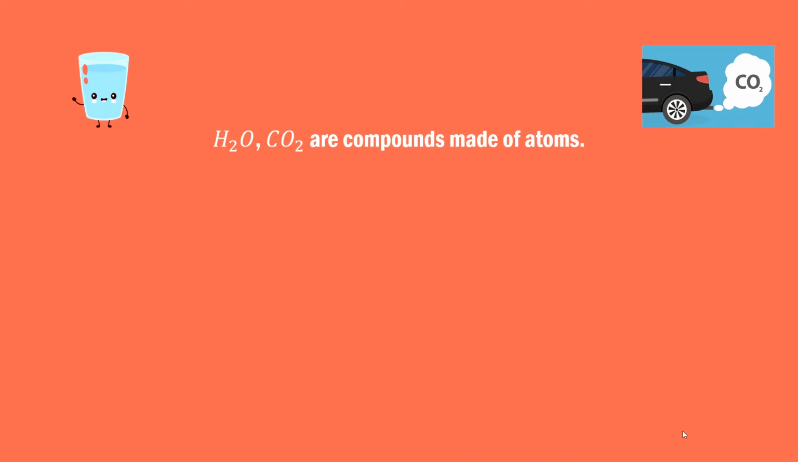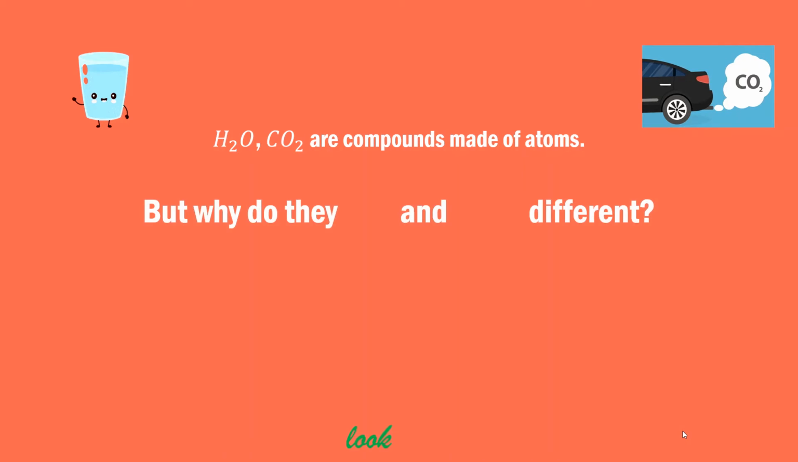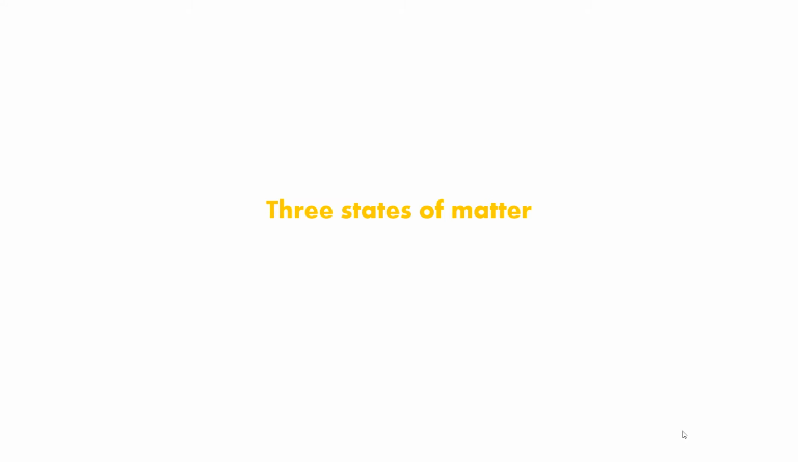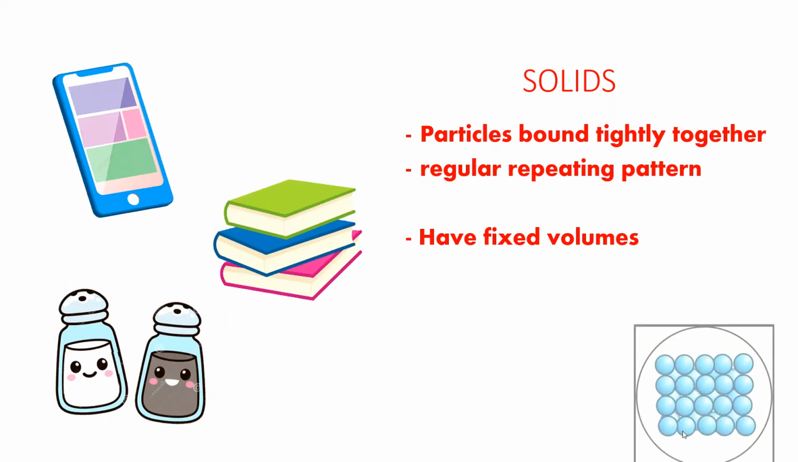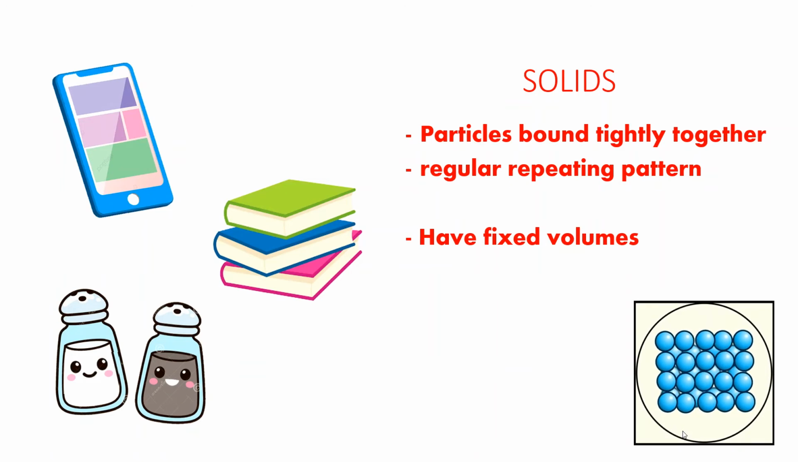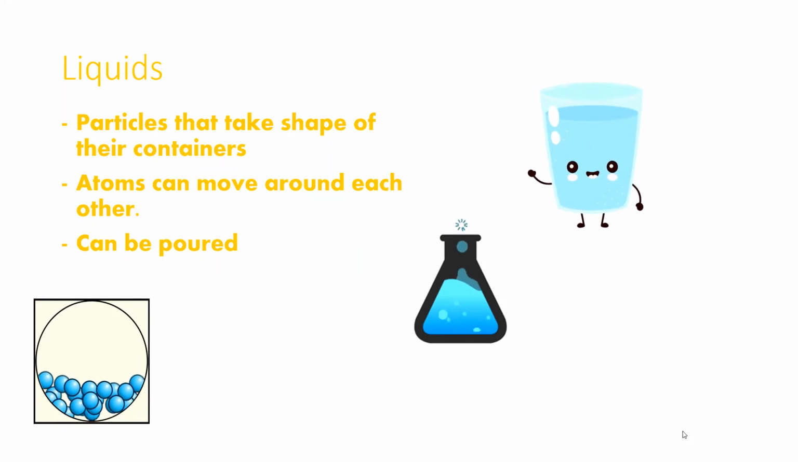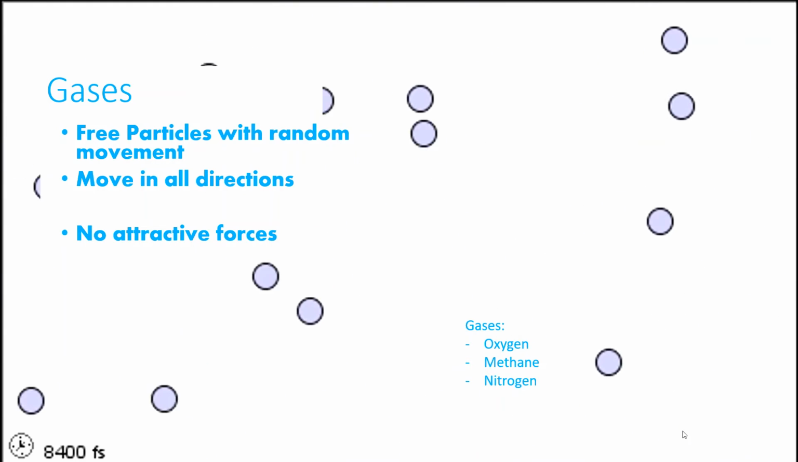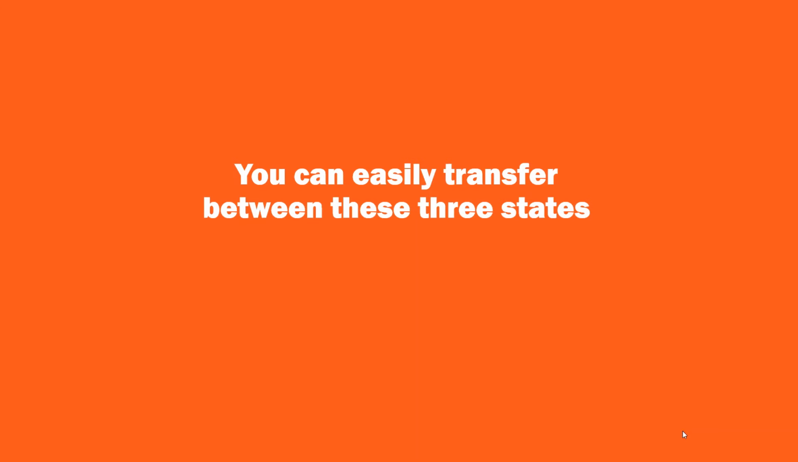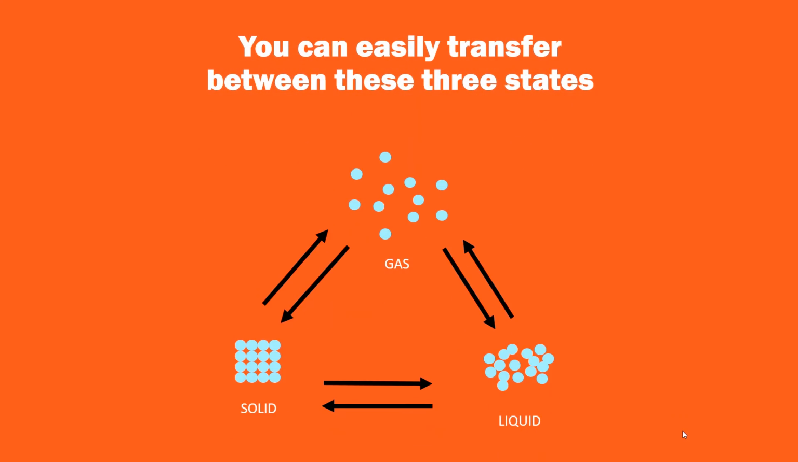So H2O and CO2 are compounds made of atoms, but they look and feel different. So why is that? That's because of the 3 states of matter, which are solids, liquids, and gases. Solids are particles bound tightly together in a repeating pattern, and these have fixed volumes. Liquids are particles that take the shape of their containers. And gases are free particles with random movement, like oxygen and nitrogen. And you can easily transfer between these 3 states of solid, liquid, and gas.